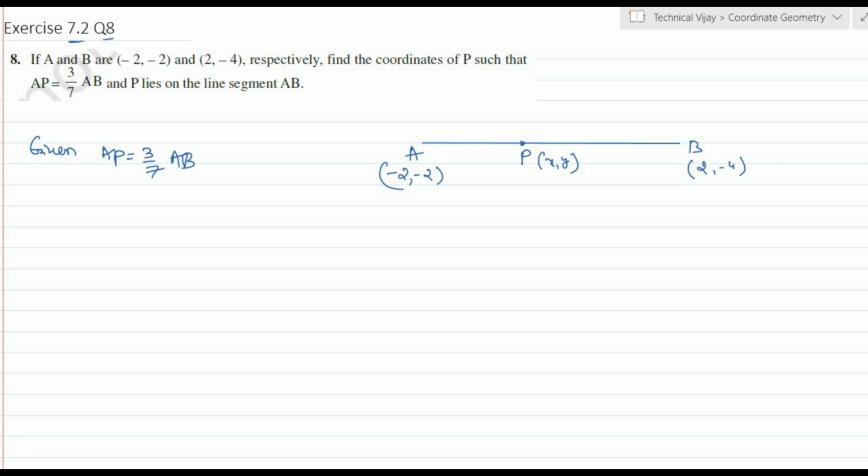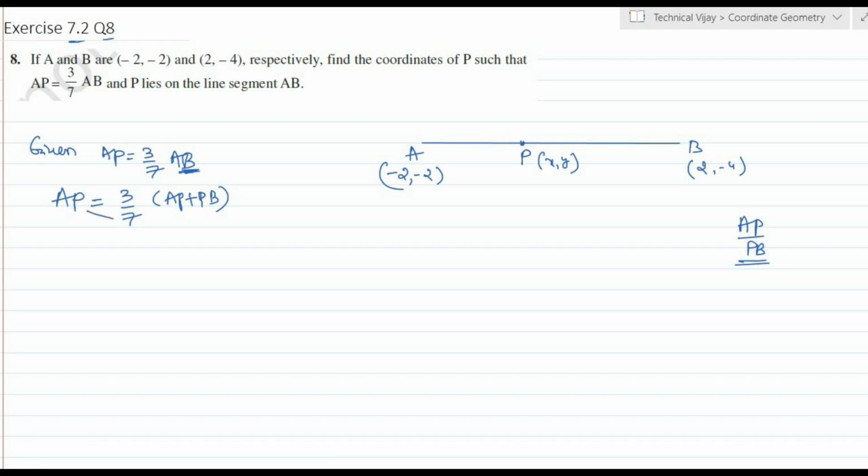So now what we can do here, we want the ratio AP by PB. Then only we can use the section formula. This ratio we want, AP by PB, but he has given AB. So AB can be written as AP plus PB. See, AB is the total, and this can be written as AP plus PB.